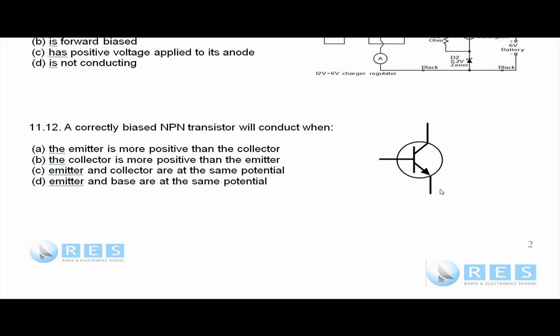This would be positive, this would be negative. Current flows against the direction of the arrow, upwards from negative to positive. So the collector is more positive than the emitter.